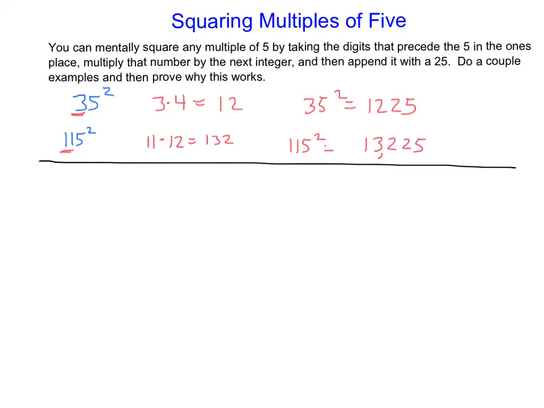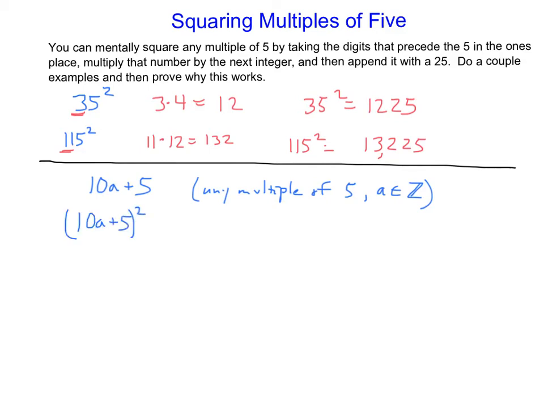We want to know why this works. So I'm going to take any number here that's a multiple of 5, and that can be expressed as some sort of form of 10a plus 5, where a is an element of the integers. So, for example, back up here, the 35, that was 10 times 3 plus 5. Over here, this was 10 times 11 plus 5. All right, and we're going to square that number.